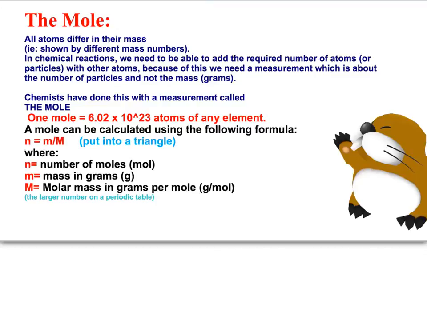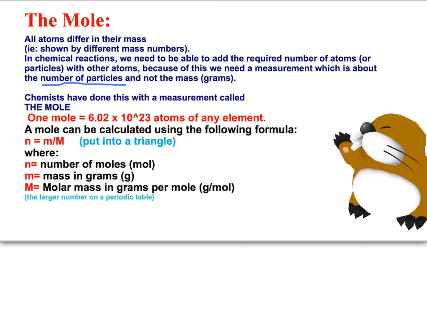And this can be difficult because something like oxygen, we have very light atoms. Something like lead, we have very heavy atoms. So we can't just weigh them out. If we weighed 10 grams of each out, we're going to get fewer atoms in the lead than we have in the oxygen. So because of this, we need a measurement which is about the number of particles and not the mass. So number of particles is really important.